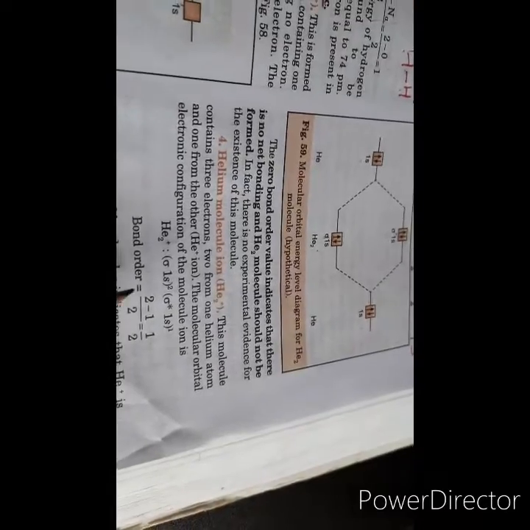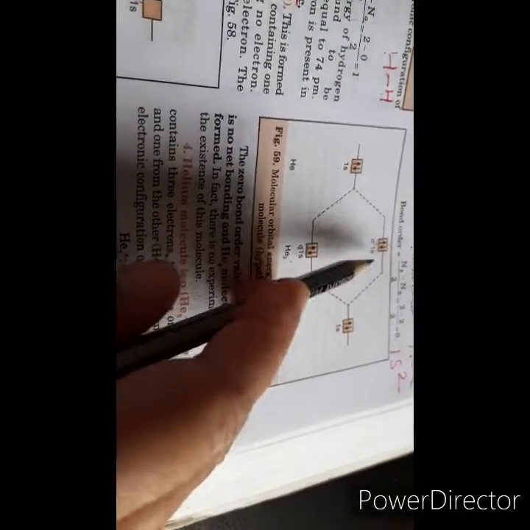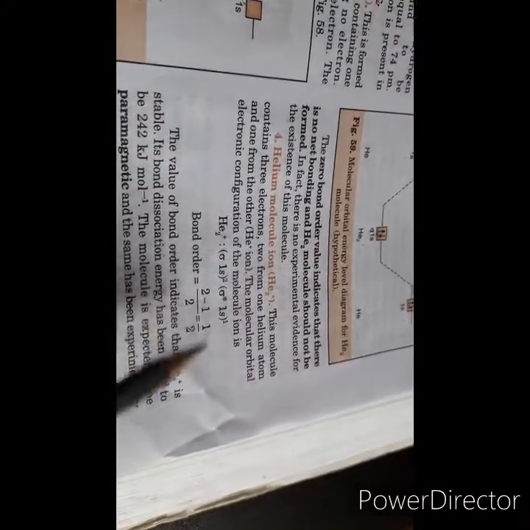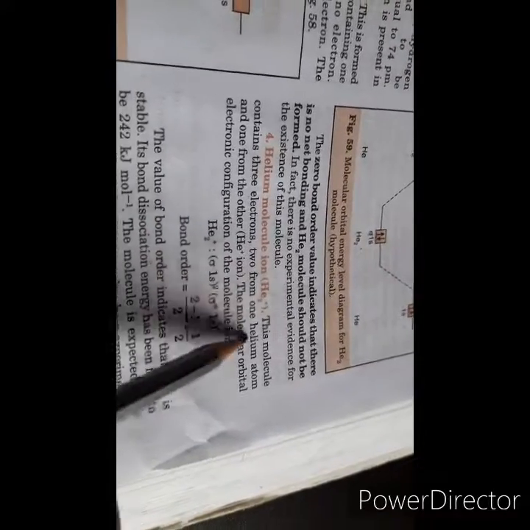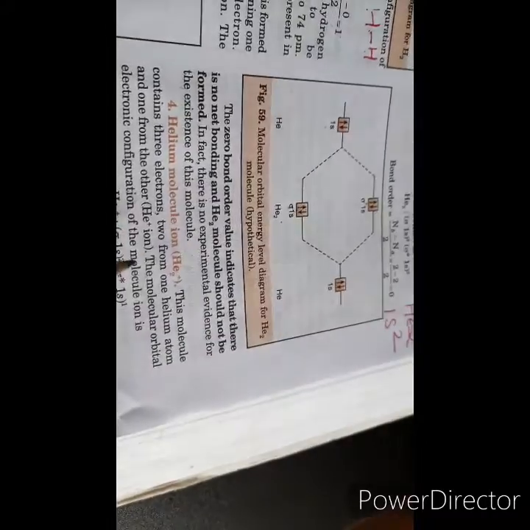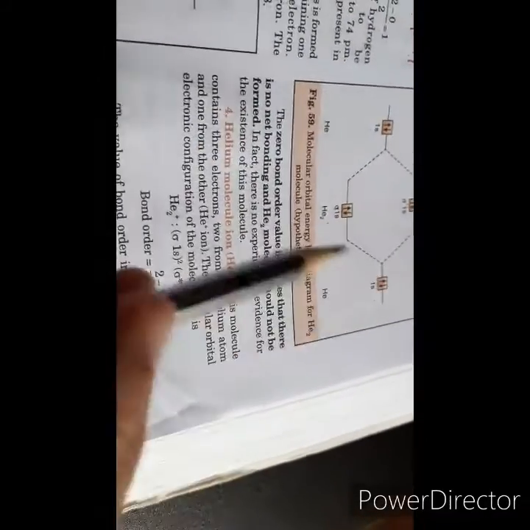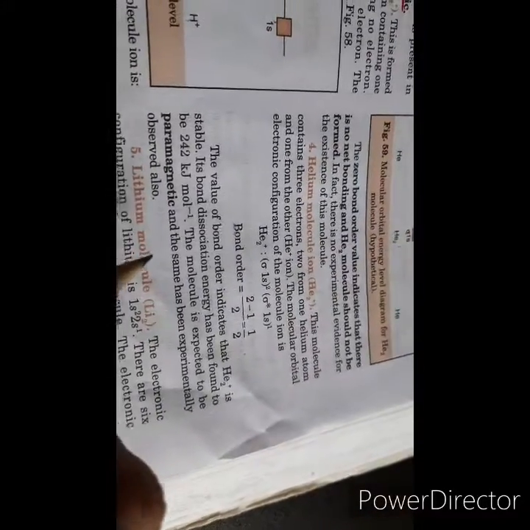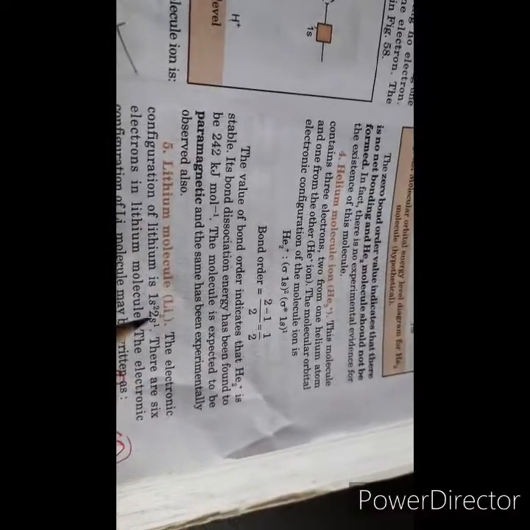Now you can see here the bond order. So the bond order will be what? 2 minus 1 over 2. Right? So the bond order for the helium molecule ion will be half. As there is one unpaired electron in the helium molecule ion, we'll call this a paramagnetic species, right? Now we come to the lithium molecule.